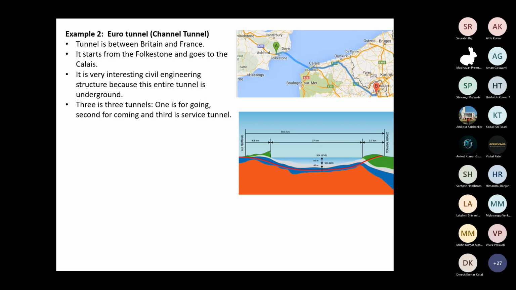If you see the structure very carefully, this is the sea level, and the entire tunnel is below the sea. There are 3 tunnels. One is for going, another for coming, and the third is a service tunnel, in case something happens, for maintenance. So can you tell me how we were able to make it?